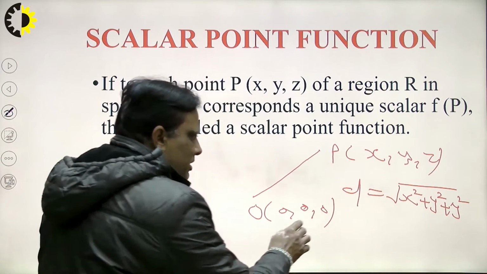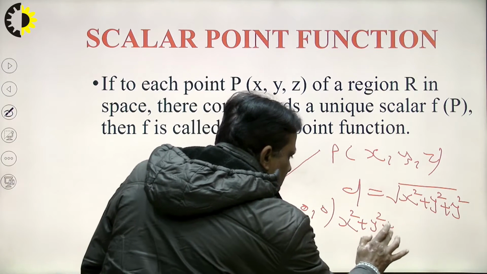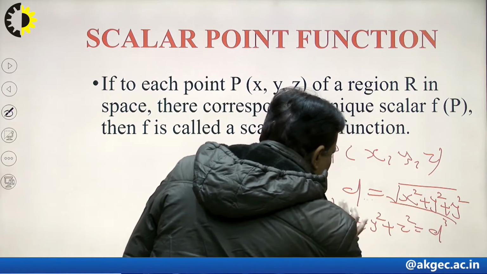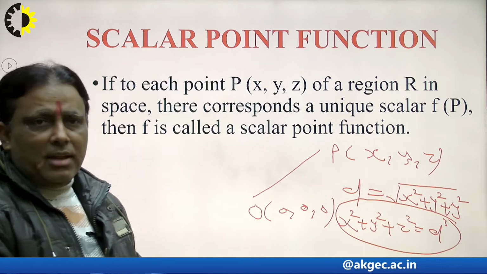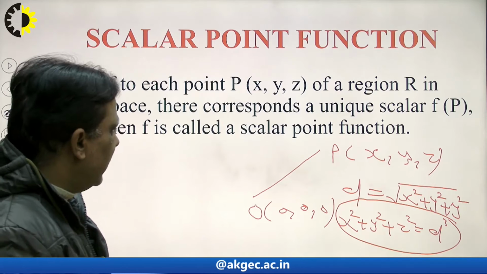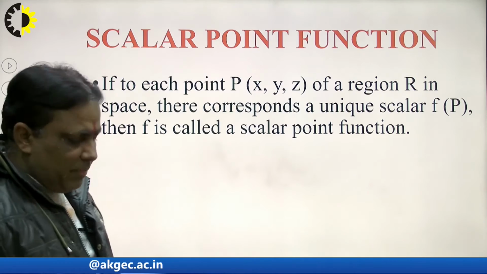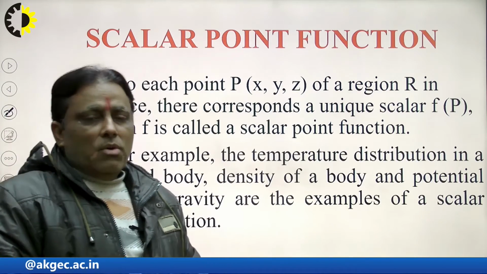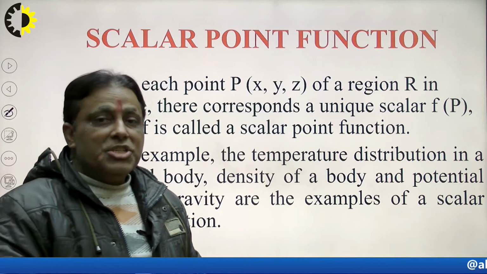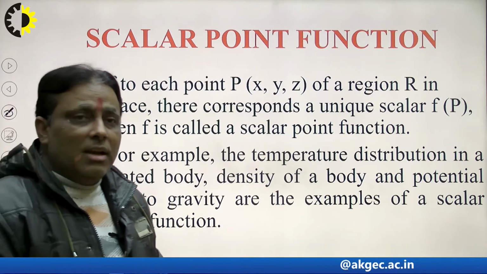If we square both sides, x square plus y square plus z square is equal to d square, and this represents a sphere, and that is known as a point function. In this way we can calculate the point function for the position of a particle. Other examples are the temperature distribution in a heated body, the density of a body, and the potential due to gravity, which are examples of scalar functions.